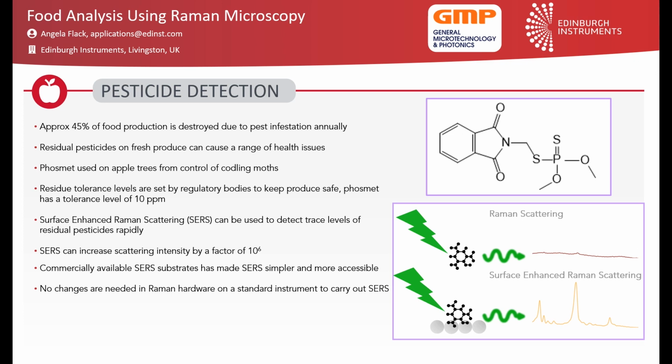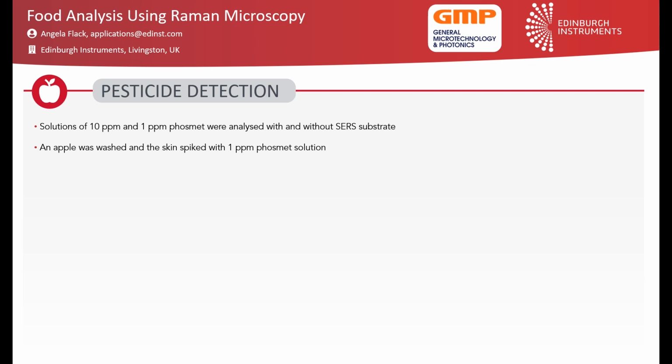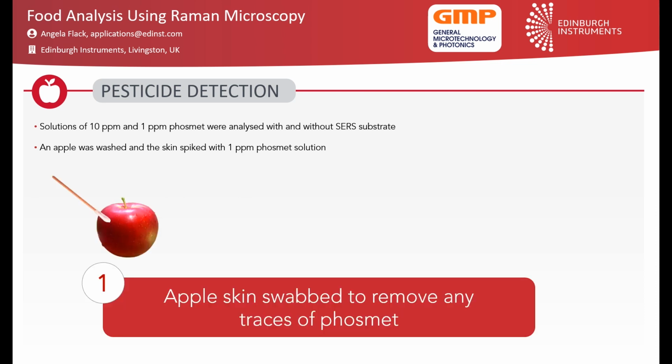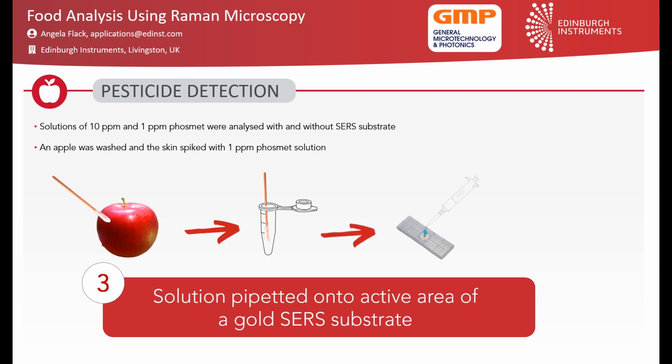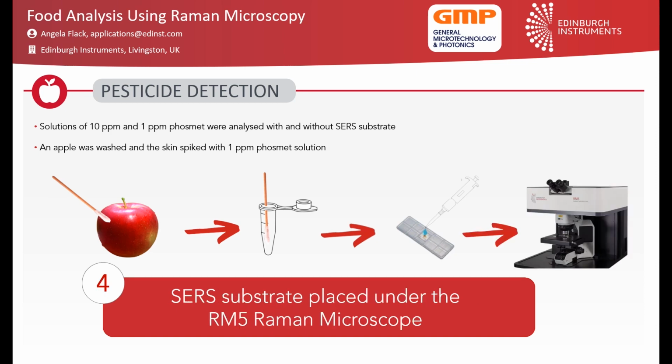To highlight the sensitivity of SERS to these low concentrations of Fosmet, a piece of apple skin was spiked with 1 ppm Fosmet solution, which in fact is lower than the 10 ppm concentration set by regulatory bodies. The apple skin was then swabbed and placed into a solution of water, which was then pipetted onto the SERS substrate. This was placed directly under the Raman microscope for analysis.